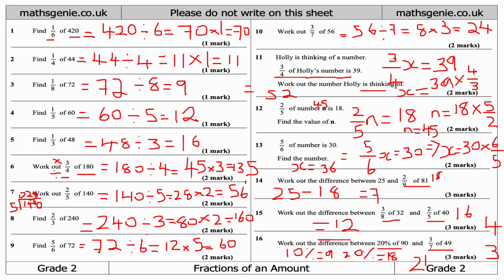So this is looking at percentage of amounts. Of course, you could have changed that into a fraction and said that that's the same as saying 1/5, dividing it by 5. That would also have worked, but I thought I'd go with this method of percentage of amounts as well. But we will look at what I mean by percentage of amounts in a later video.